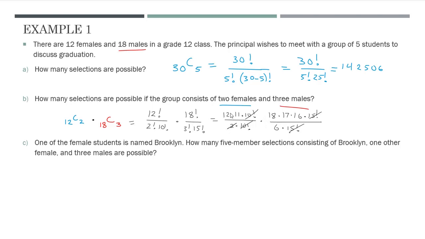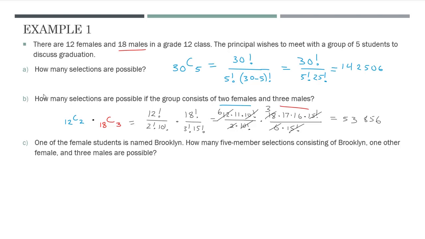And there's probably some other things we can cancel out here as well. So we've got a 2 and a 12, so this becomes 6. And then we've got an 18 and a 6, so that becomes 3. So now it's just really 6 times 3 times 17 times 16, which gets us a grand total of 53,856. So quite a bit less than before.